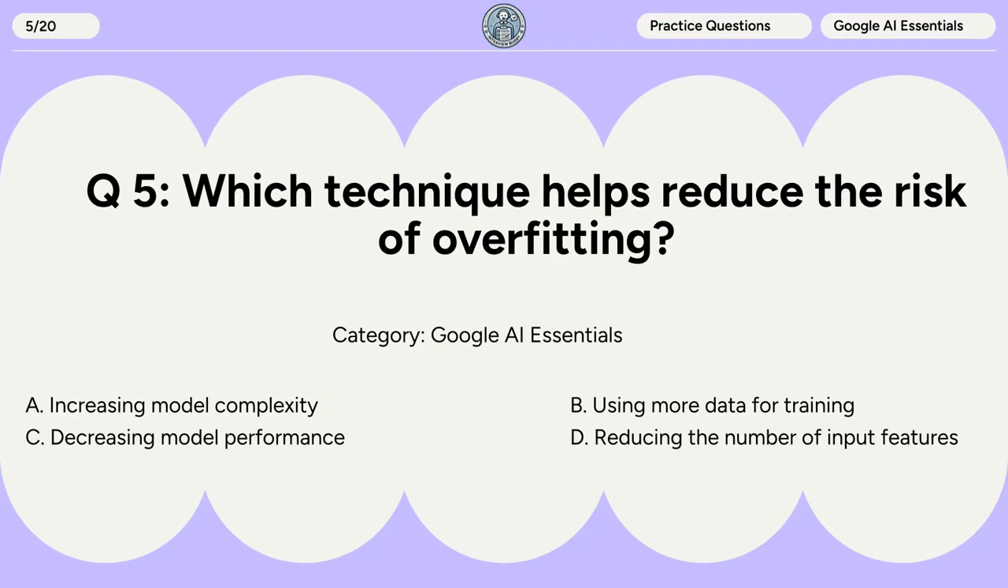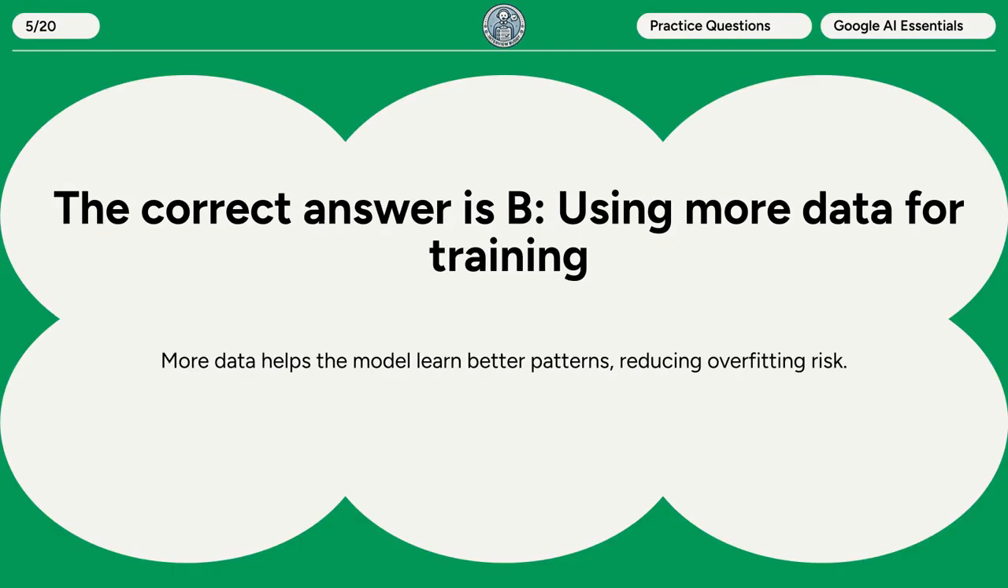Question 5. Which technique helps reduce the risk of overfitting? A. Increasing model complexity. B. Using more data for training. C. Decreasing model performance. D. Reducing the number of input features. The correct answer is B. Using more data for training. More data helps the model learn better patterns, reducing overfitting risk.